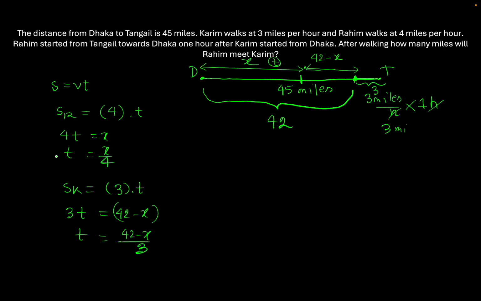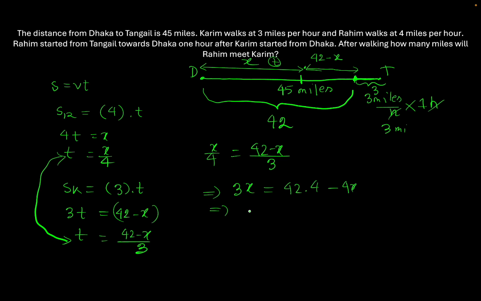And now this time will be the same, this t and this t will be same, so we can write x by 4 is equal to 42 minus x by 3. And so we will multiply, so 3x will be 42 into 4 minus 4x, so it will be 7x is equal to 42 into 4, x will be 42 into 4 by 7, so it will be 6, so 24 miles, and that's our answer.